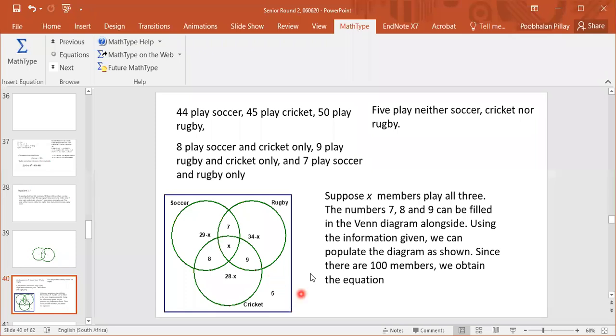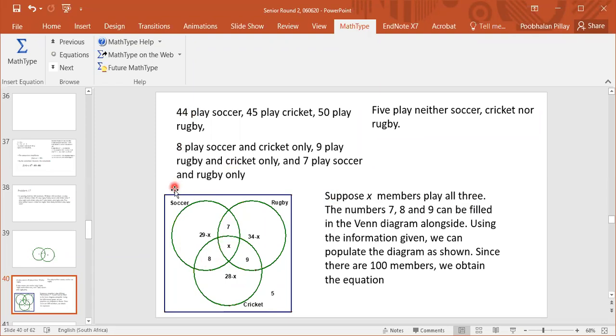So now, how do you solve the problem? The question is, how many play all 3? So this is the thing. These are the people who play all 3, and we give a name to that. We want to solve for X, so we give a name to X. X members play all 3. Now, the moment you do that, then you got an X, you got a 7, you got an 8 here in these 3 pieces, and you know all together you're gonna get how many?